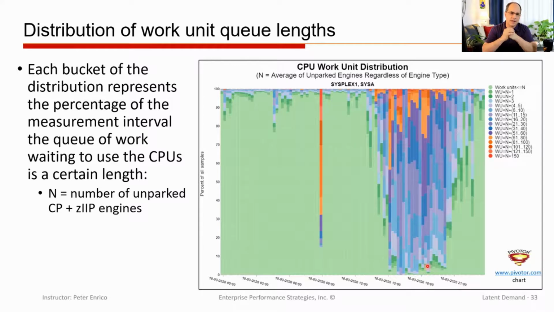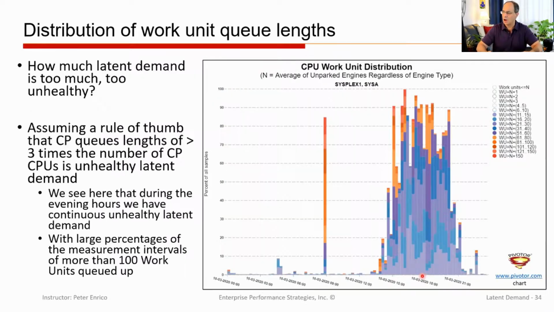And in this particular case, unhealthy latent demand, we consider anything more than twice the number of CPUs that are configured. Now, if you're not using the zIIPs that much, we don't count them, even though you have zIIPs. We really count the CPUs you're using. In this particular case, I will eliminate the buckets, if I go to the next slide, of the periods of time that I don't care about.